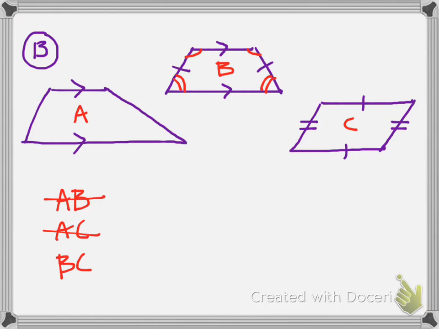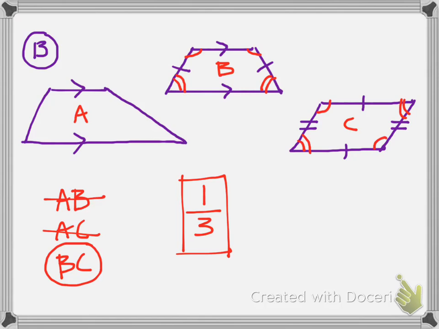In a parallelogram, opposite angles are congruent. So again, we do have 2 pairs of congruent angles. So anything with B and C would work. We have 1 pair. So out of those 3 choices, 1 works. So there's a 1 in 3 chance that we'll pick a pair of these quadrilaterals that have 2 pairs of congruent angles.